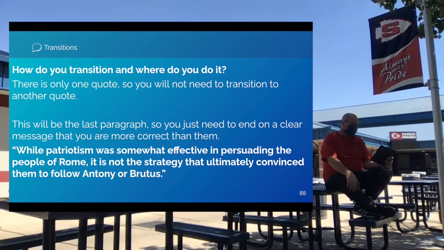While patriotism was something effective in persuading the people of Rome, it is not the strategy that ultimately convinced them to follow Antony or Brutus. So again, I know I've kind of switched back and forth, but if the counter argument was patriotism, this is how you would end it. You would say that while their rhetorical strategy was effective to some degree, it wasn't nearly as effective as the ones that I talked about earlier in my essay. And that's how you would end the paragraph.